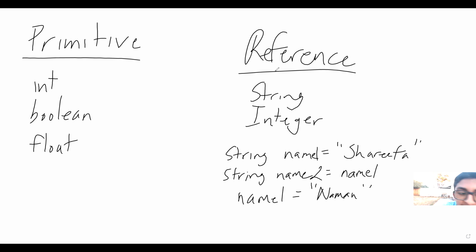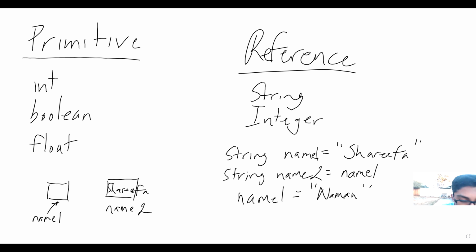The reason being, behind the scenes, this is what happens. We have the name 1 represented in memory. So this is name 1. Shoot, that looks like nothing. This is name 1 here. And we have another box called name 2. So initially, this held the name Sharifa. Name 2, or rather, name 1 held that value. So just assume that this has the value Sharifa.